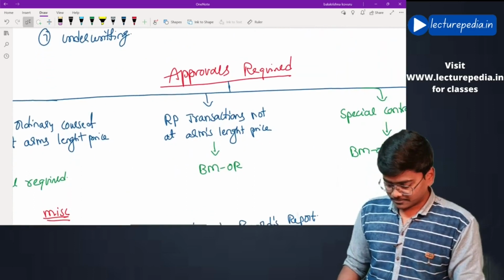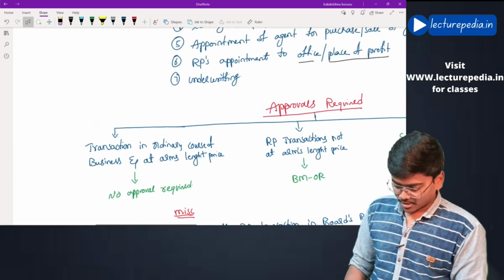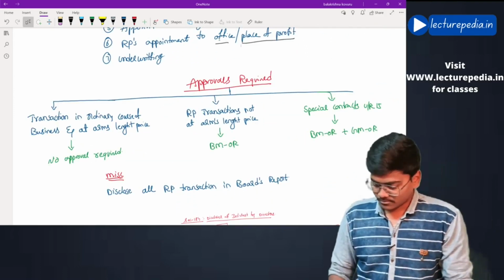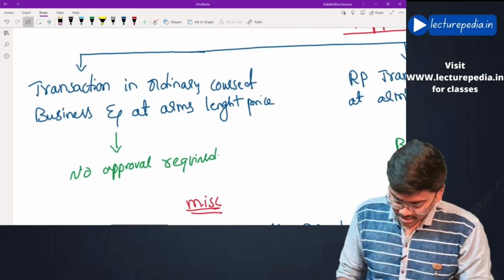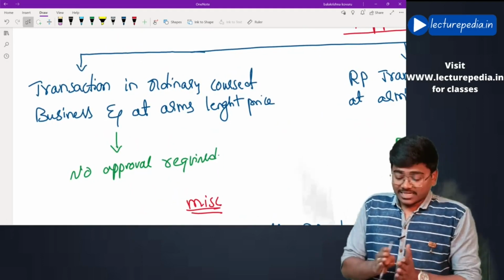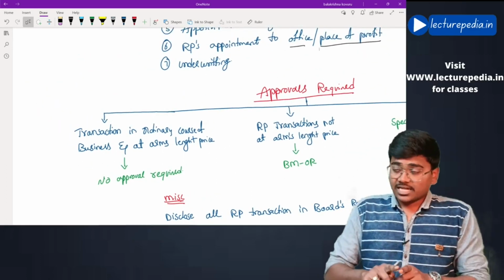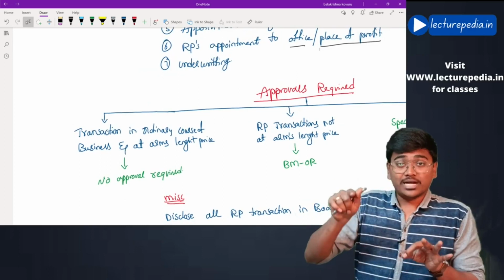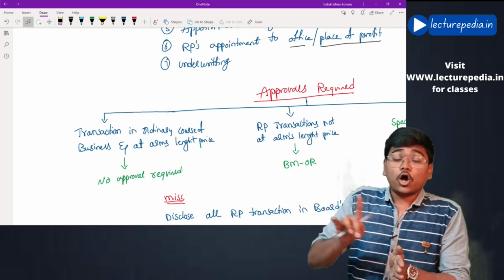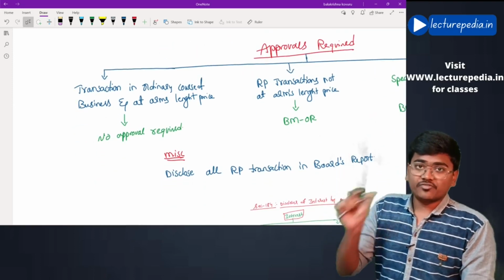Now, what are the approvals required? See, firstly, if the transaction is in the ordinary course of business and it is at the arm's length price. See, even though the transaction is entered with a related party, but such a transaction is in the ordinary course and it is at the arm's length price. In that case, no approval is required. That is the first situation.